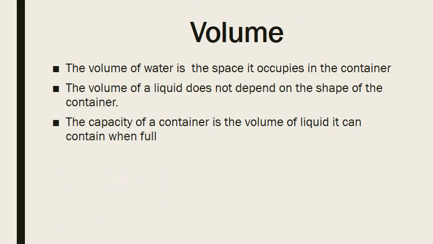We then looked at volume, and we said that the volume of water is the space it occupies in the container. So for example, if it occupies 20 ml, it's 20 ml. If it occupies 30 ml, it's 30 ml. If it occupies 100 ml, it's 100 ml. The volume of a liquid does not depend on the shape of its container. The capacity of the container is the volume of liquid it can contain when full. So if we have a 1 litre bottle and we put 1 litre of water, that's its capacity. You can't put any more.